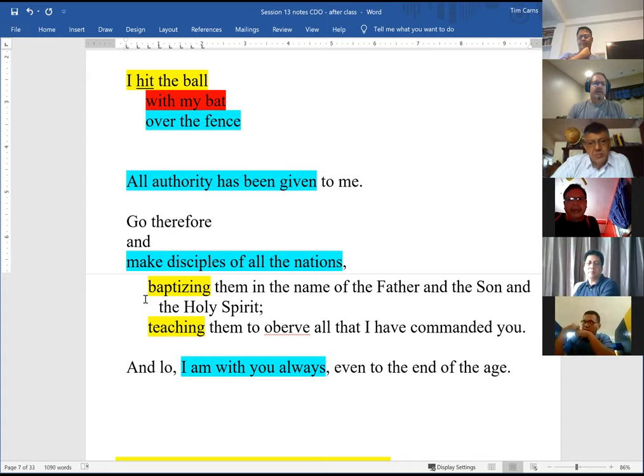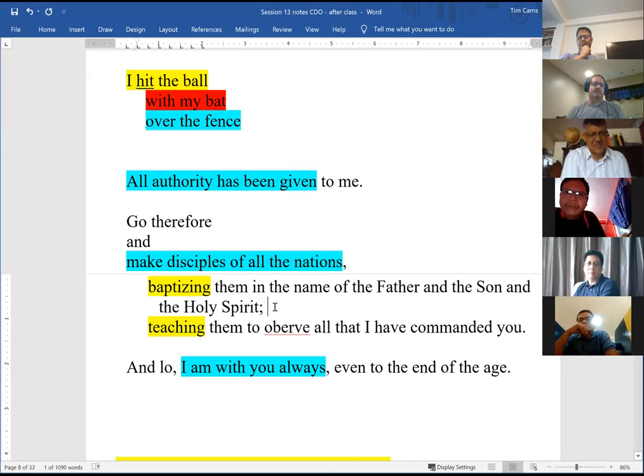And so this comes as a result of the diagram. The diagram guides me as far as how I preach this passage. But I don't know how many times I've heard sermons on this passage where the only thing focused on is baptizing, because they call it evangelism or missions. So they'll preach this passage and it's all about evangelism.